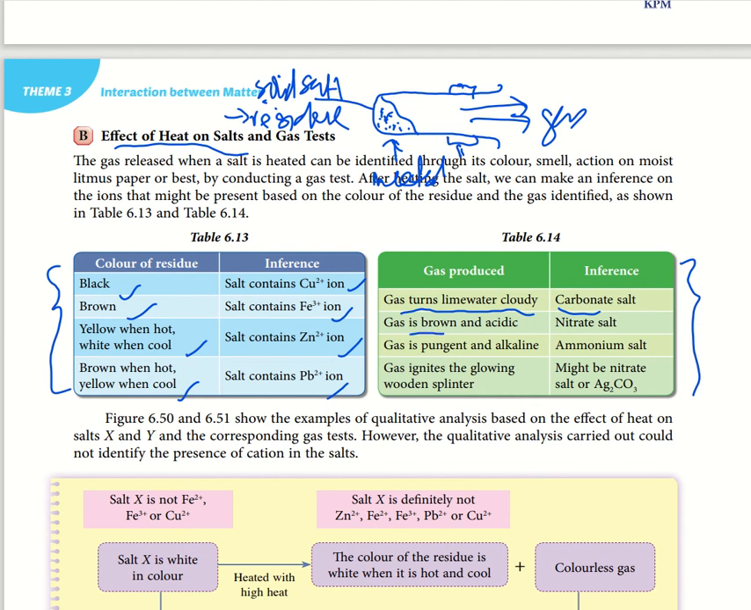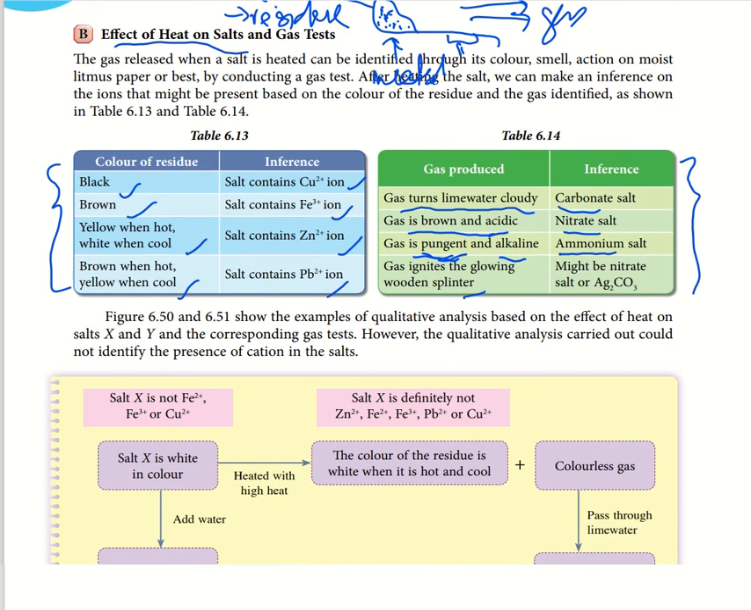If the gas is brown and acidic, this is nitrogen dioxide gas, so the salt that was heated is a nitrate salt. If the gas produced is pungent and alkaline, the pungent gas is ammonia gas, so it is an ammonium salt. If the gas ignites a glowing wooden splinter, this is oxygen gas, so the salt might be a nitrate salt or silver carbonate. So this is the effect of heat on salt.